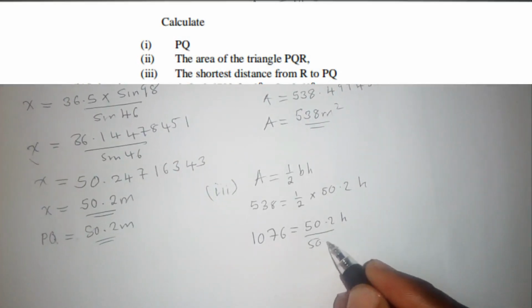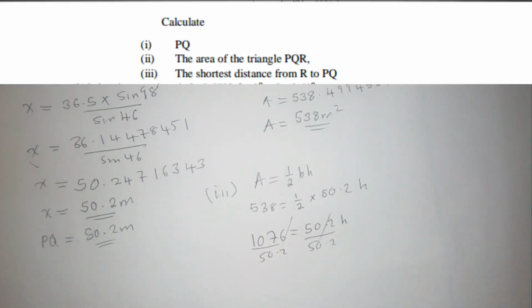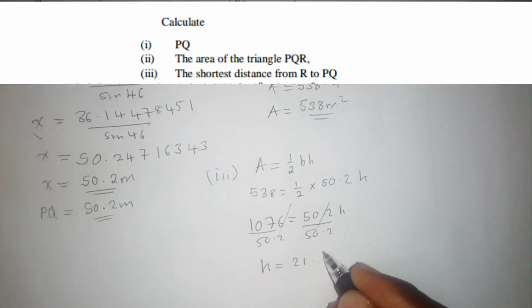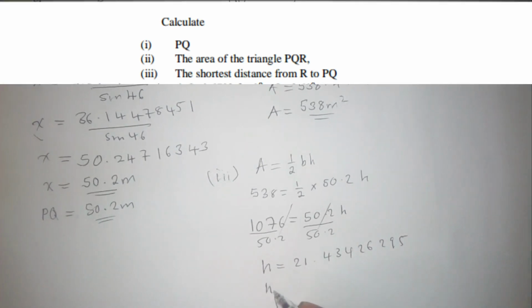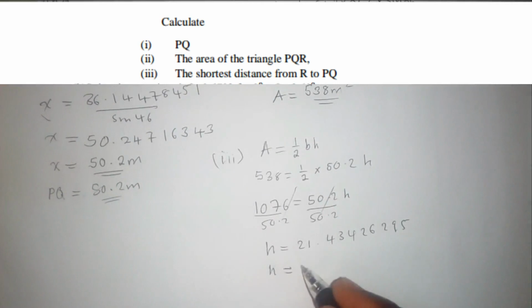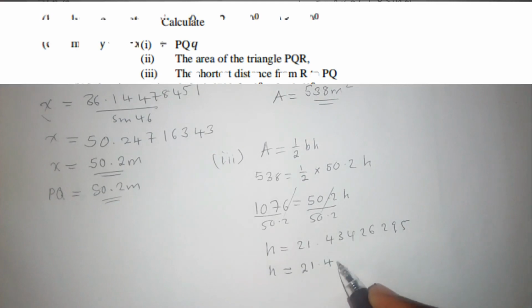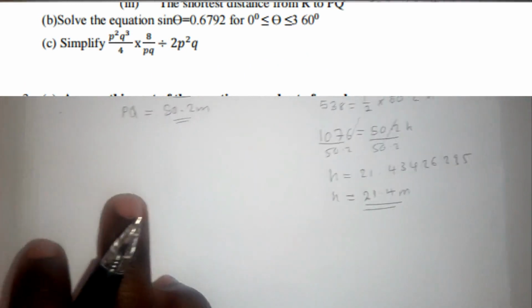So we solve for h. When we solve for h, we'll find that h is equal to 21.4342625. And then our h can be written in three significant figures, which is like this, meters. Thank you. We go to the next question, which is question B.